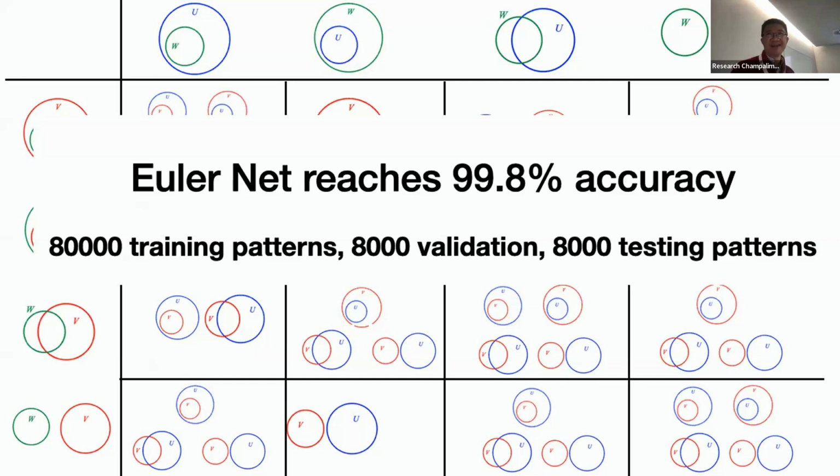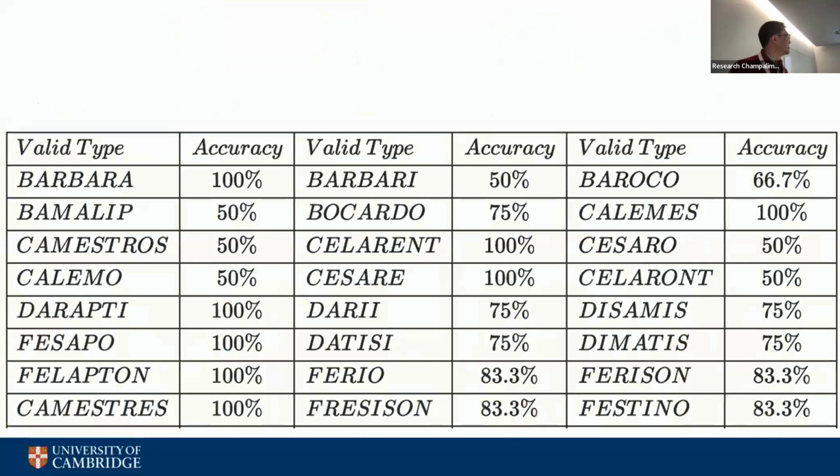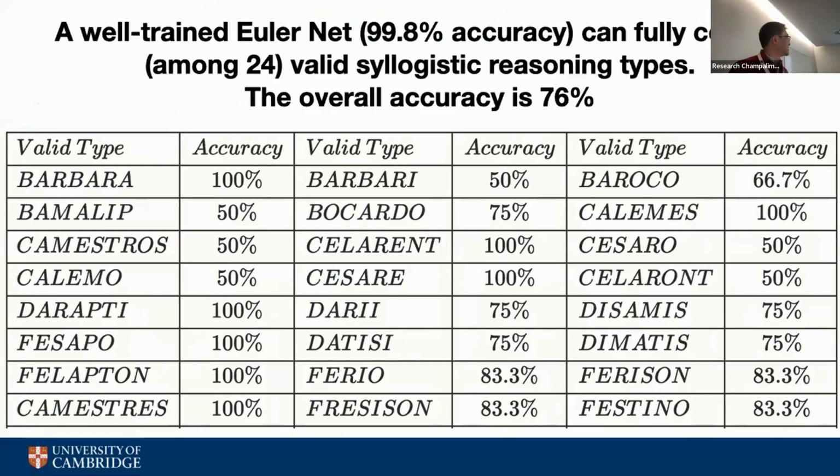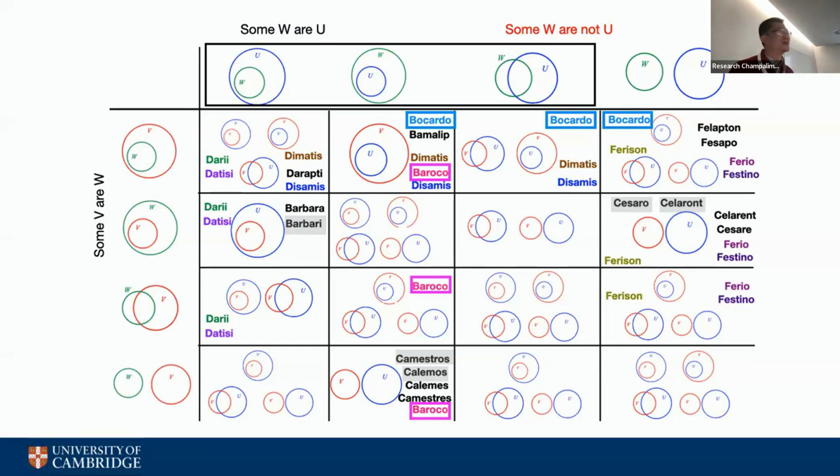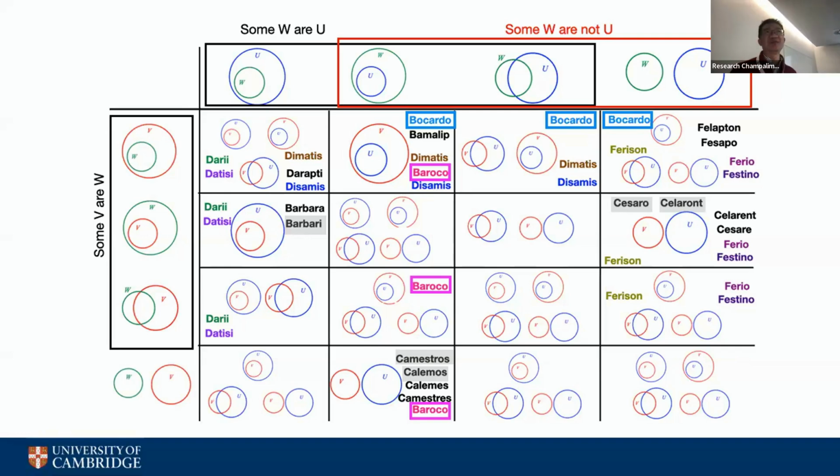Unfortunately not, never. If we look at all the 24 types of valid syllogistic reasoning, the table only covers 8 of them. Many of the 16 types are not clearly covered. The reason is that some "W R U" corresponds to 3 columns, and some "W R not U" also 3 columns. So it's not a one-to-one mapping.